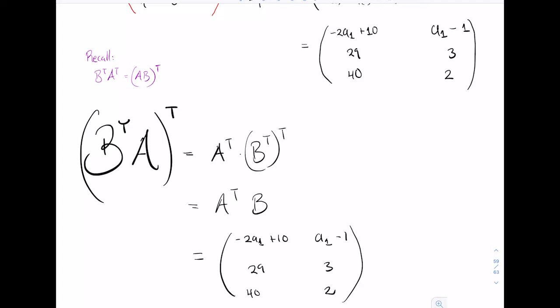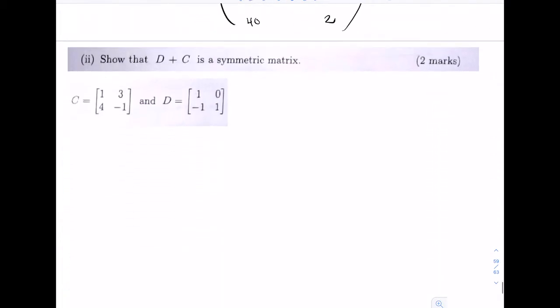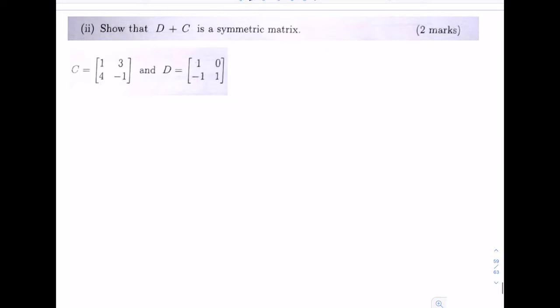Right, so this question was merely testing our ability to recall this property, the transpose of a product, not necessarily asking us to carry out a multiplication. Okay, moving right along, we now look at part 2 of the same question. Now it says show that D plus C is a symmetric matrix.